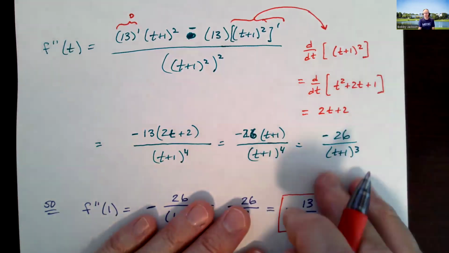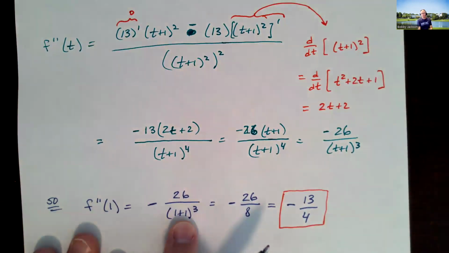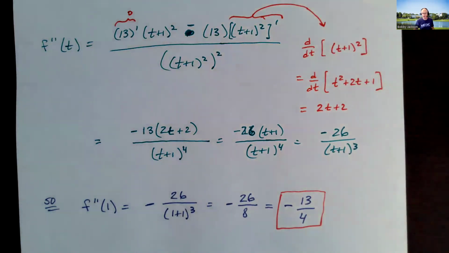This is my second derivative, and now I just plug in t equals 1 for that, and I get this, which simplifies down to that, and that is our final result for this problem.